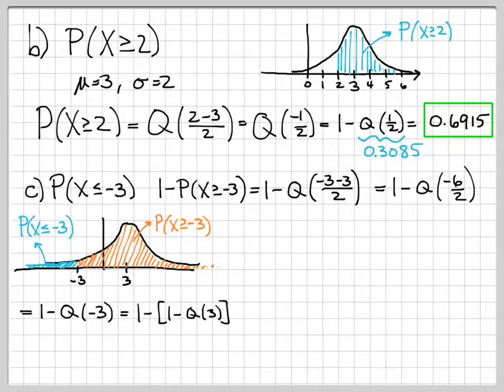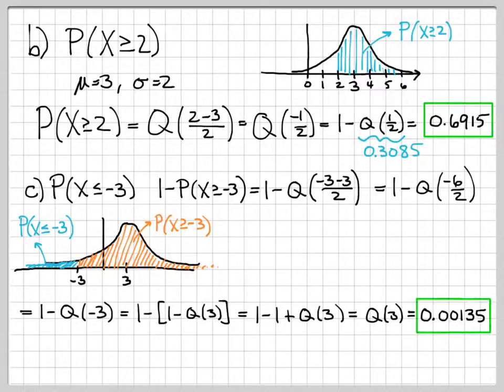If you only have Q functions tabulated for positive values, you can use the identity that Q of negative x is equal to 1 minus Q of x, just like we did in part B. So I get 1 minus 1 plus Q of 3, and continuing to simplify, this turns into Q of 3. If I go look that up in my Q function table, I get 0.00135, which is a fairly small number for the answer.